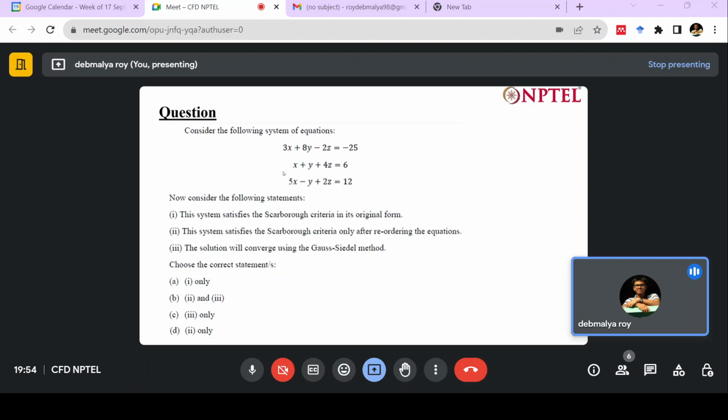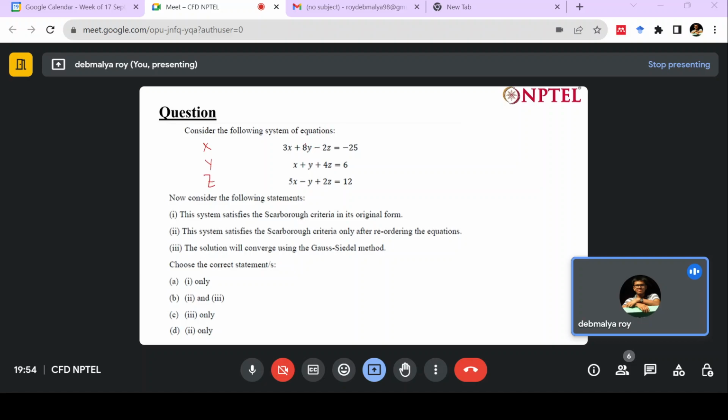Okay, we already know the Scarborough criteria. In this case, this is not a diagonal matrix, but no problem. We will take all the terms which are non-zero. We have to see whether this satisfies the Scarborough criteria or not. In the order given, this is the equation for x, this is the equation for y, this is the equation for z.